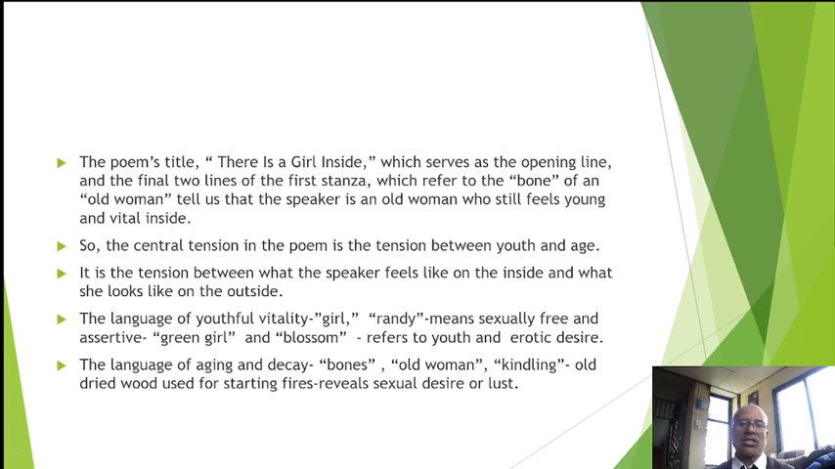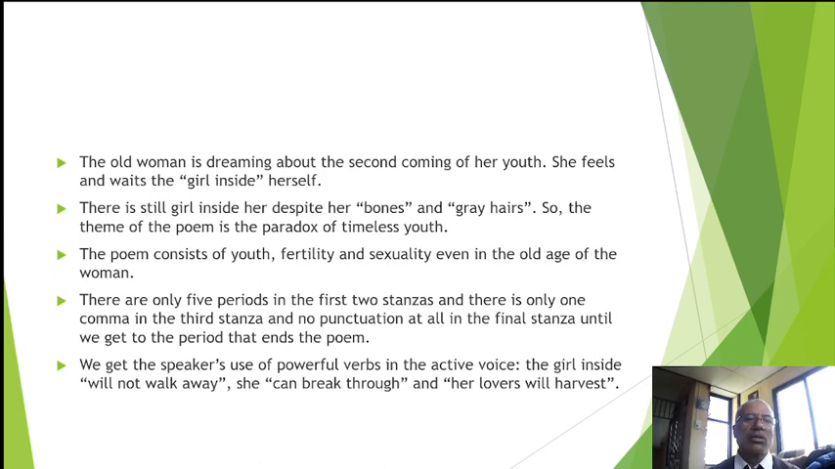This is the analysis, a reading of the poem through New Criticism. The language of aging and decaying. See there, bones, that is aging, and then decaying. Old woman, kindling, that is also aging, old, right? Dry wood used for starting fires reveals sexual desire or lust. This is how the poet has used the language properly to depict the inner feeling of the woman, the girl inside, who, though she is old enough, though she is young, her bones are old enough, right?